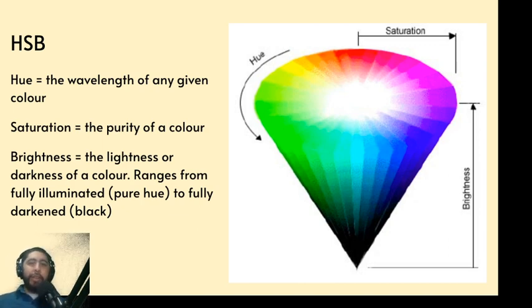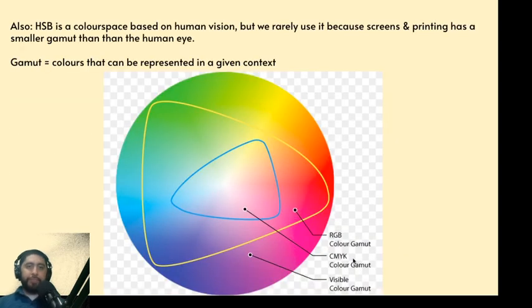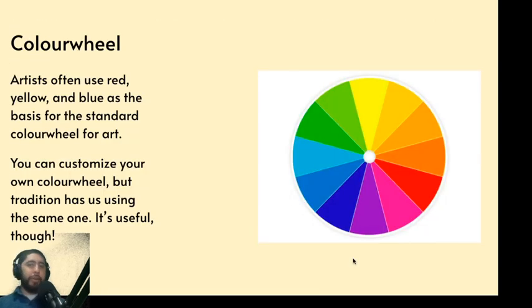HSB: hue is the color itself. Saturation is how vibrant it is. It's either really vibrant purple or just white. And brightness is how bright it is or how dark it is. Gamut, don't worry about that.